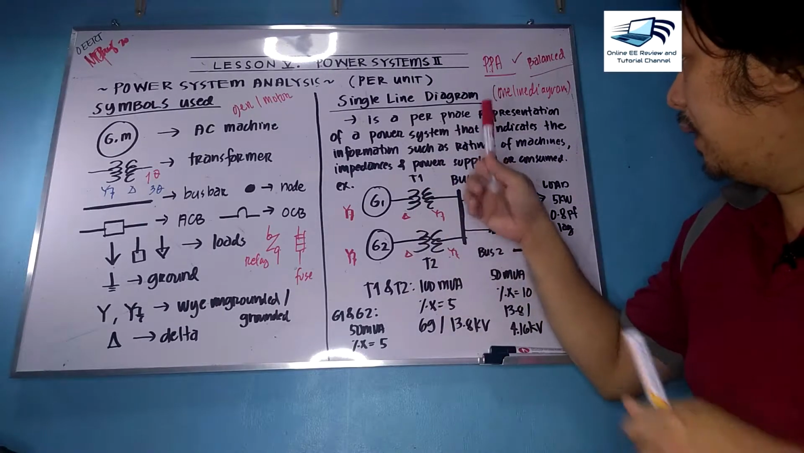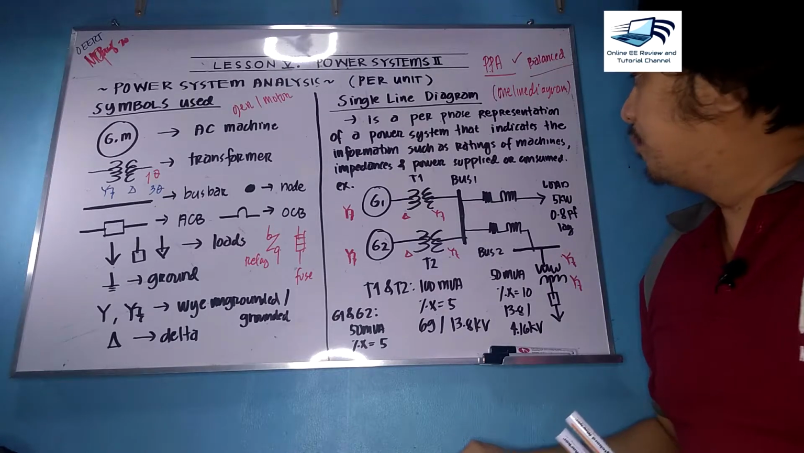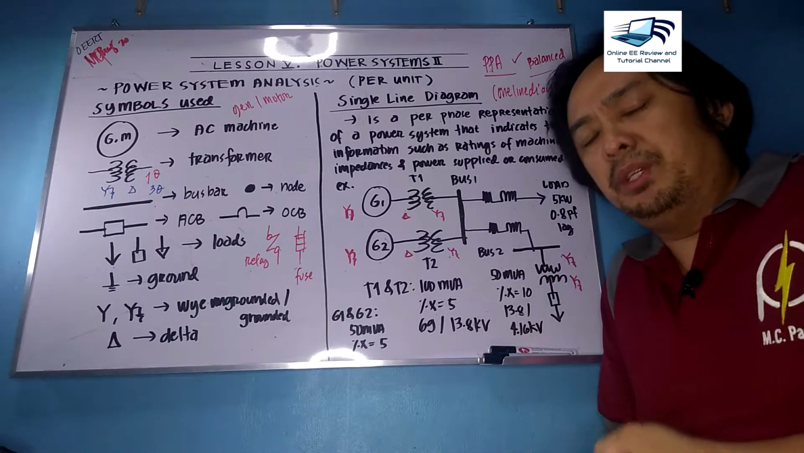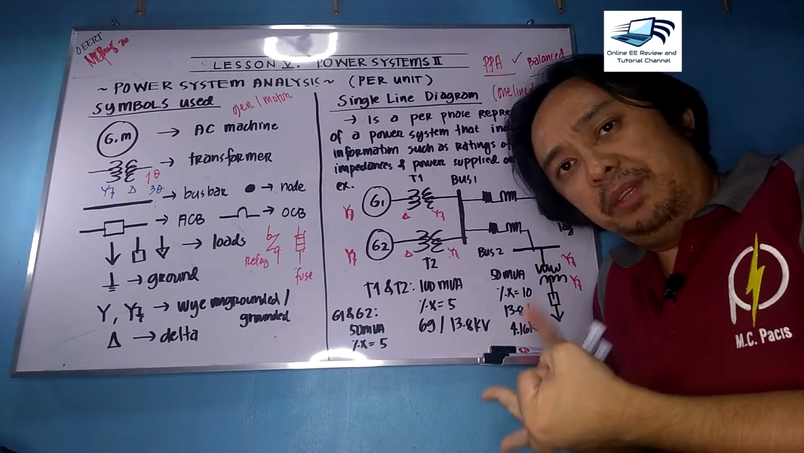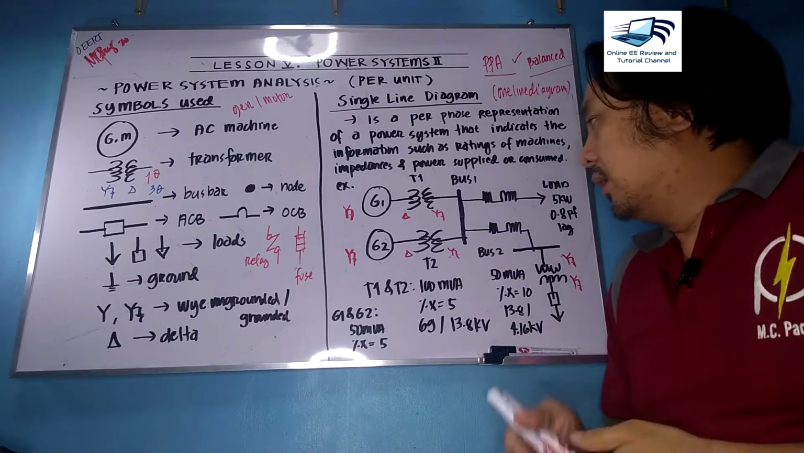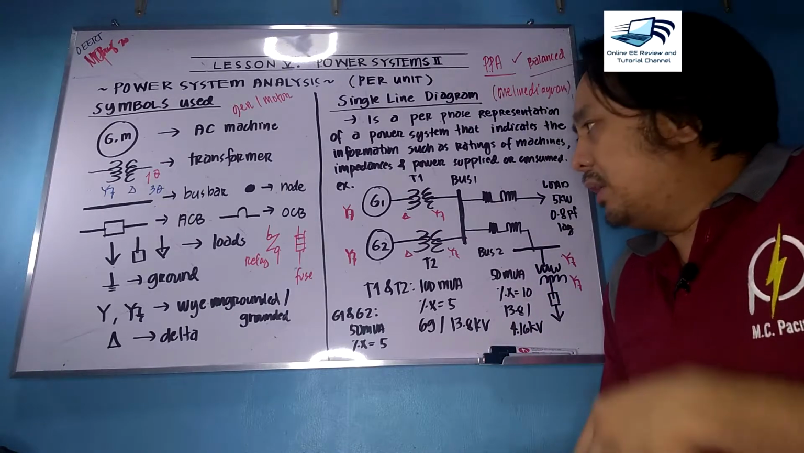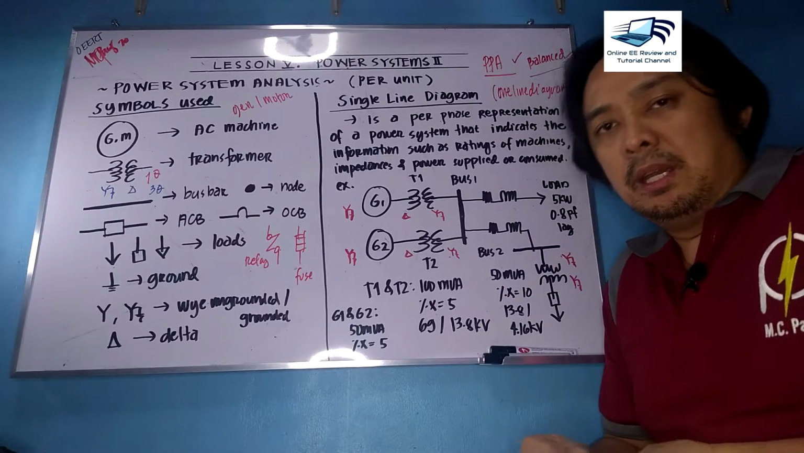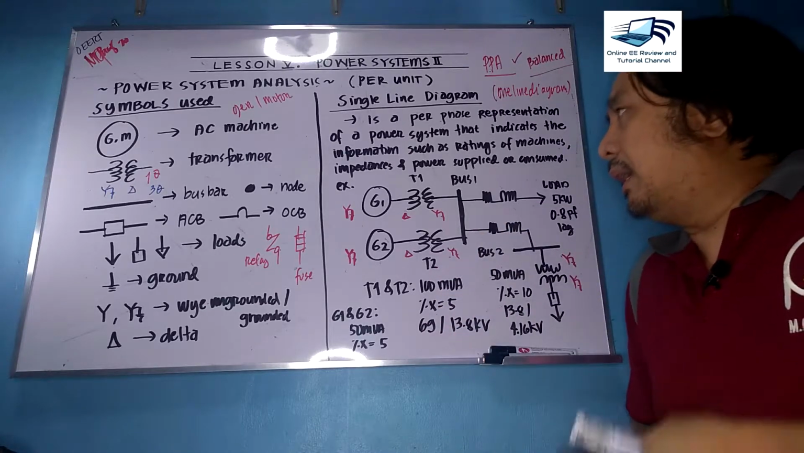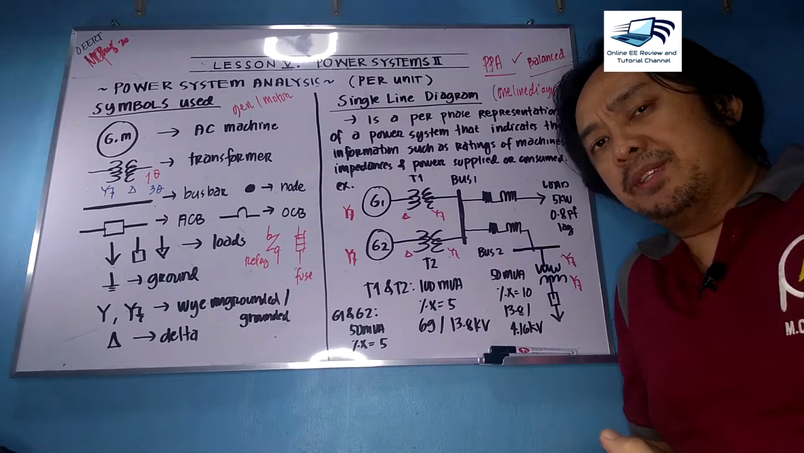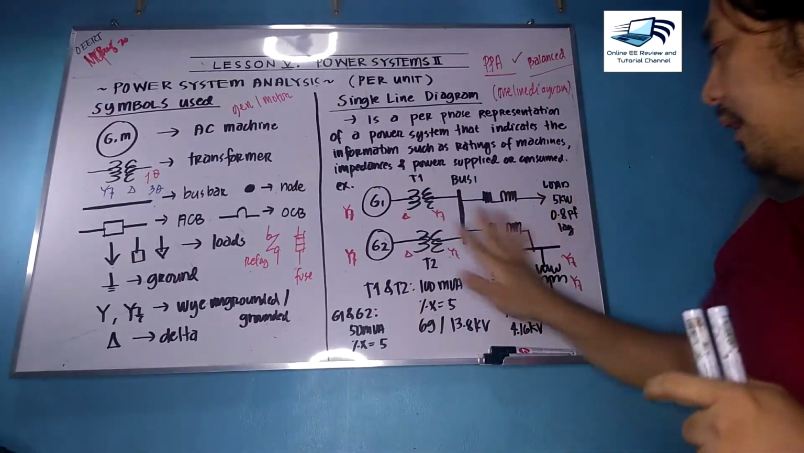And then if we have that per phase representation of that system, it also indicates important information like voltage, the total power in MVA, the percentage reactances, and the power of the loads. So these are very important details for analysis. Now, if you have a single line diagram, and we already know that it is a per phase representation, we can now integrate all of those things into one example here.